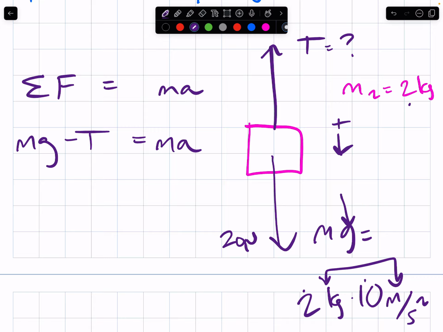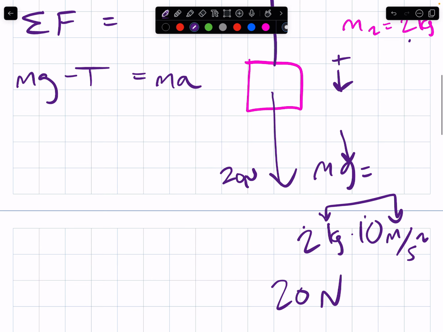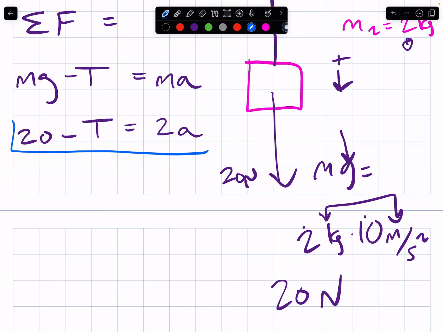Now we can fill in the numbers, okay? So mg, we already figured out that's 20 newtons. And we don't know what T is, so I'll just leave it as T, equals, and the m is 2 kilograms. But I don't know what a is. I'll just leave it as a. So there's one equation. And that's the equation of motion for the mass hanging over the edge on the string.